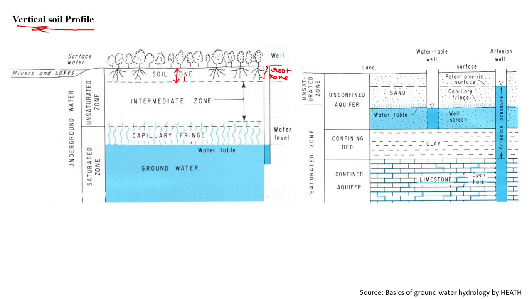and this depth we call the root zone depth. This root zone depth is very useful in the irrigation subject, where we calculate irrigation efficiency and other things. There we deal with only the root zone depth.